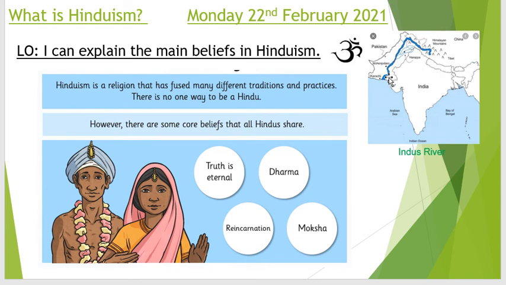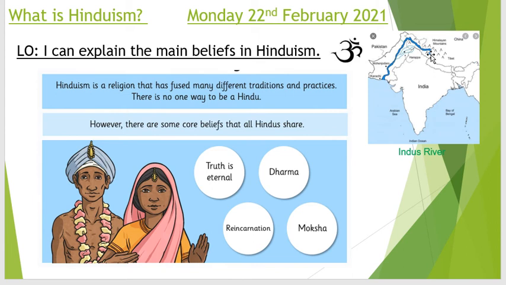Okay, so people that were living along this river had lots of beliefs and traditions and cultures that have merged together to become Hinduism. So there's no one way to be a Hindu, okay, because it is a religion that's come together out of many different traditions, practices and beliefs. For many Hindus, Hinduism is not about following a set of beliefs, but it is about living your life in a certain way and practicing what you believe in.